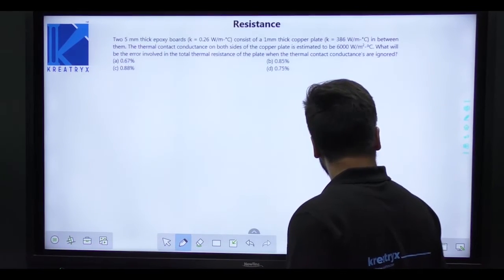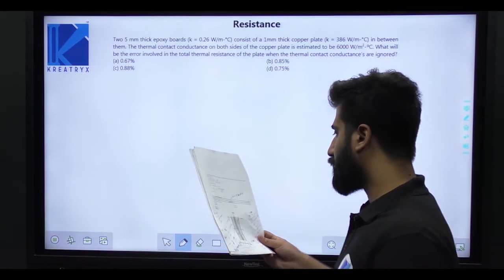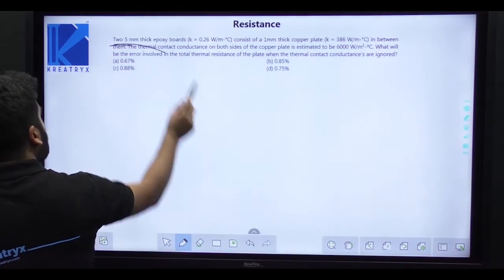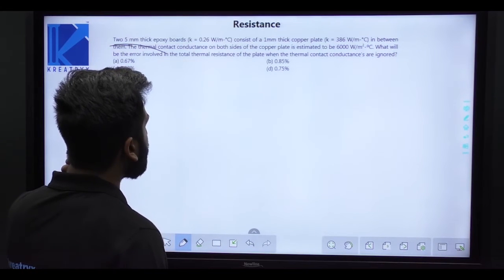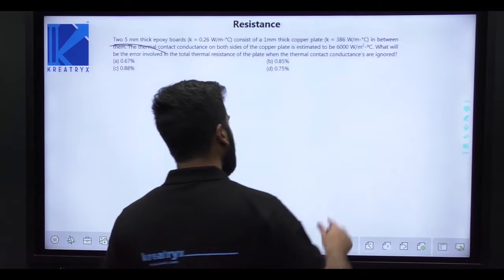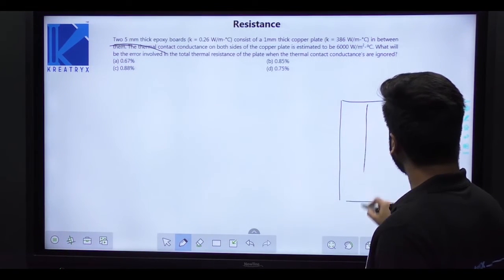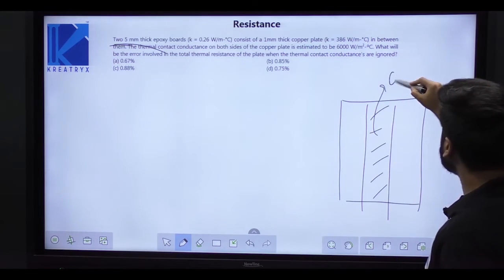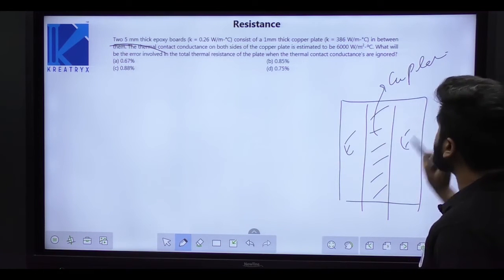Let's move on to the next question. This is two 5 mm thick epoxy boards. Thermal conductivity is given. They consist of a 1 mm thick copper plate. Okay. Let's draw a schematic diagram. This is epoxy, this is epoxy. This is the copper plate, this is the Cu plate. Okay. This is epoxy, this is epoxy.